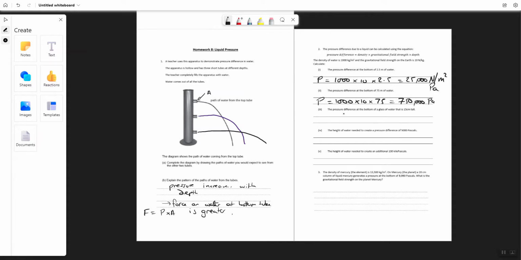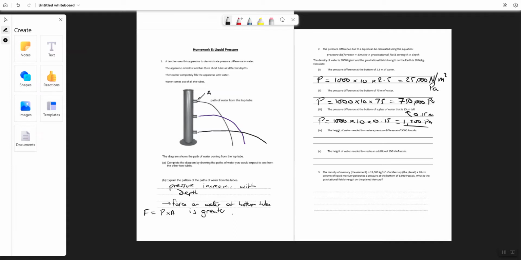Pressure difference at the bottom of a glass of water that's 15 centimeters tall. 15 centimeters, well, that's only 0.15 meters. So I get pressure equals 1,000 times 10 times 0.15. So I've got 1.5. So that is 1,500 pascals.